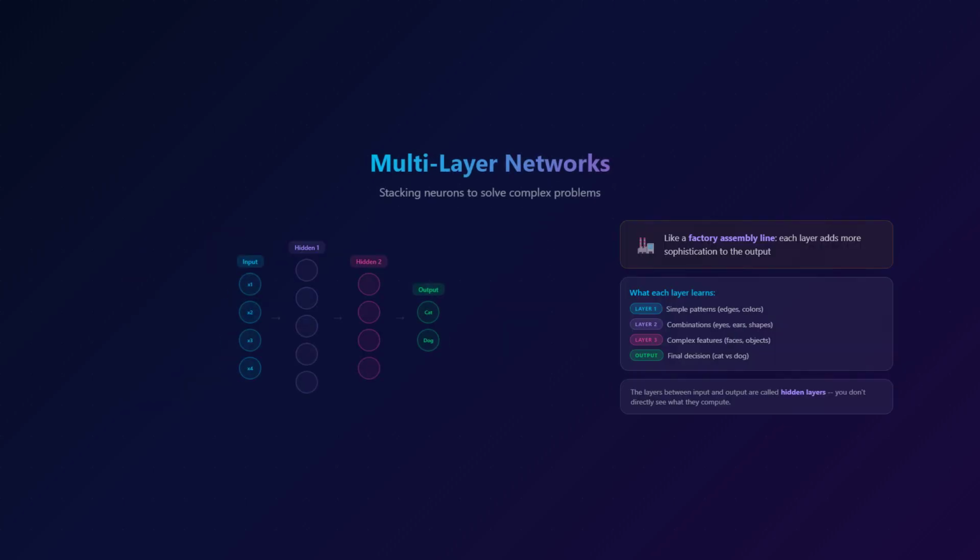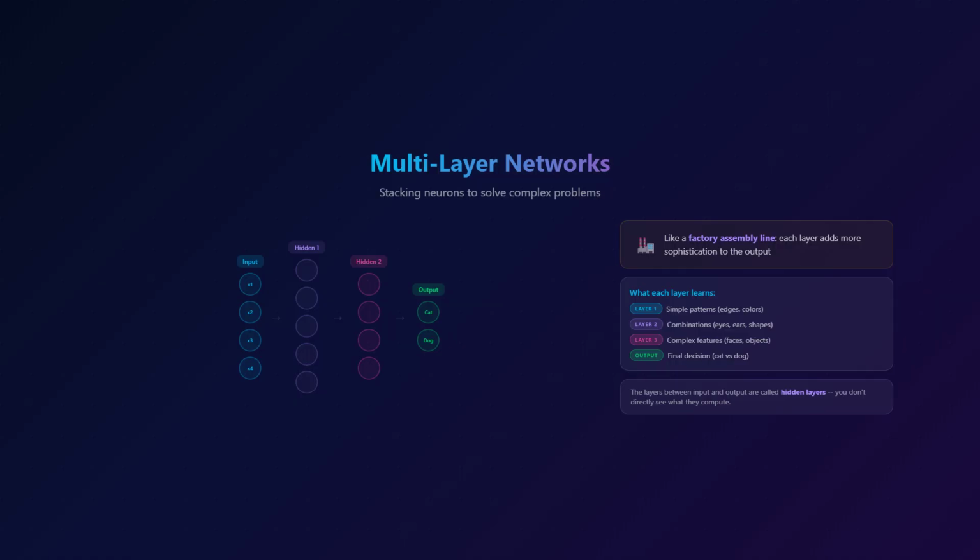The breakthrough came when people realized, what if we stack multiple layers of neurons together? Instead of one neuron making the final decision, we have layers of neurons, each passing their output to the next layer. The first layer might detect simple patterns, like edges or basic shapes. The second layer combines those simple patterns into more complex ones. And the final layer makes the actual decision.